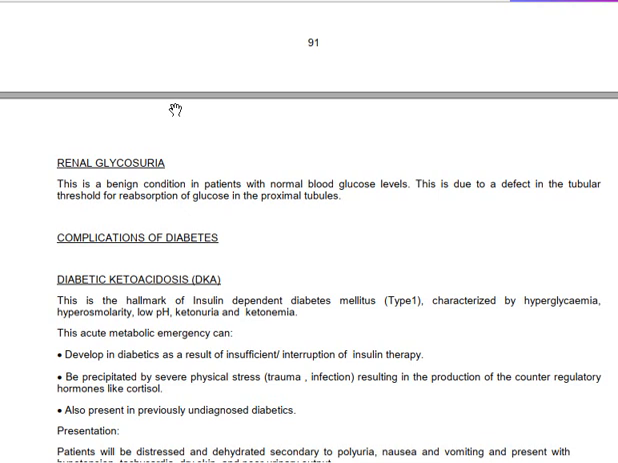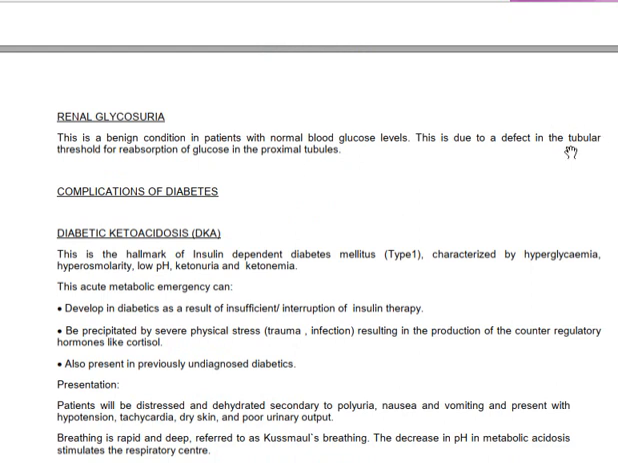So immediately you see glucose in urine, just know that there is a threshold value of greater than 180 milligram per deciliter of glucose in blood. Is it clear? But there are certain cases like renal glycosuria where the kidney just secretes glucose without you having a high level of glucose in blood, a normal level of glucose in blood. So this defect is a defect with a tubular threshold. Is it clear? For reabsorption.